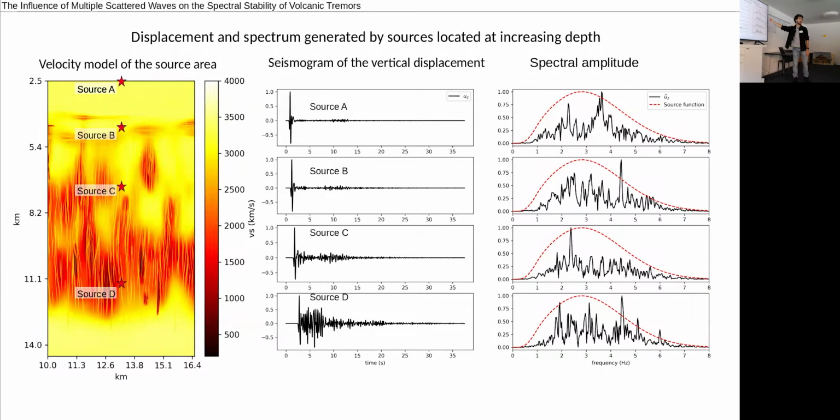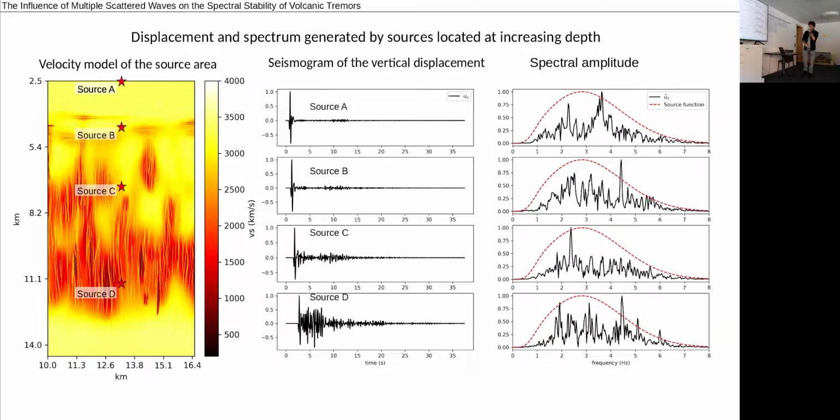But what is also important to notice is that, so here I'm showing the spectrum. Even if our source function is a Ricker function, which is extremely smooth, and even if we consider, for example, our first source, which is the shallower, so closer to the receiver, we obtain a lot of peaks. So our spectrum doesn't look smooth at all. And in this case, we don't know what those peaks are related to, if it's a path, if it's a resonance. So we would like to investigate this aspect.